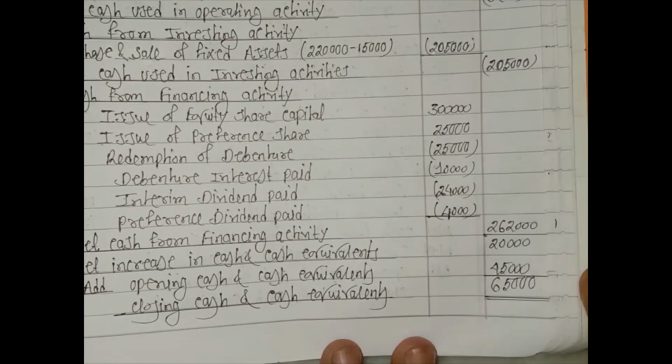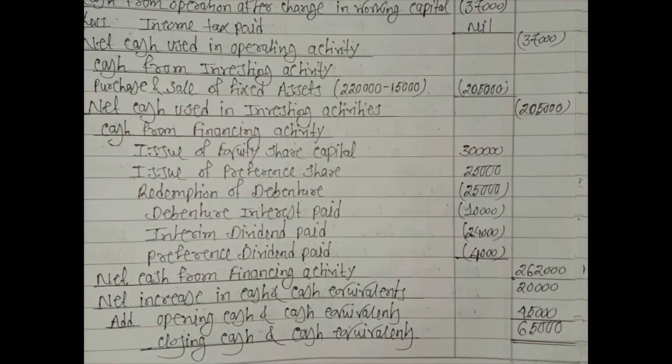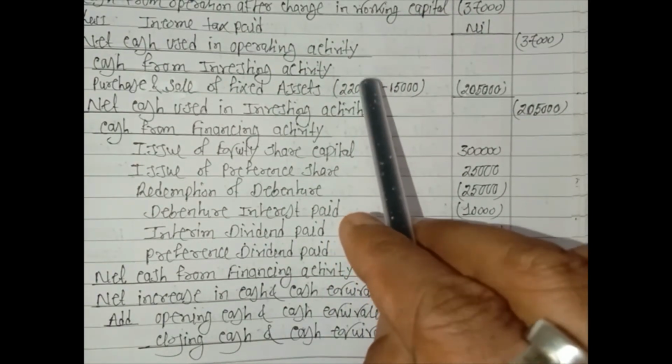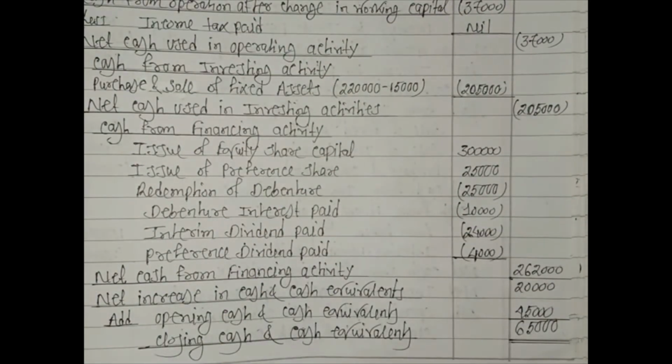Now we see how we make the calculation, or how we make the workings, to find out the purchase amount in investing activity. This is the purchase amount of fixed asset. Okay, now see the workings part.